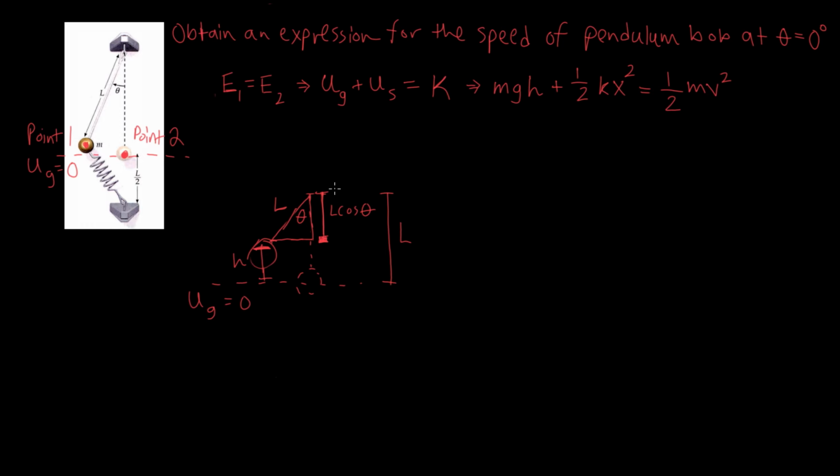Now notice here, we want to come up with an expression for the value of h in terms of L and theta. Notice here that the difference between L and L times the cosine of theta gives us the value of h. So if we just subtract these two values, we would get the value of h.